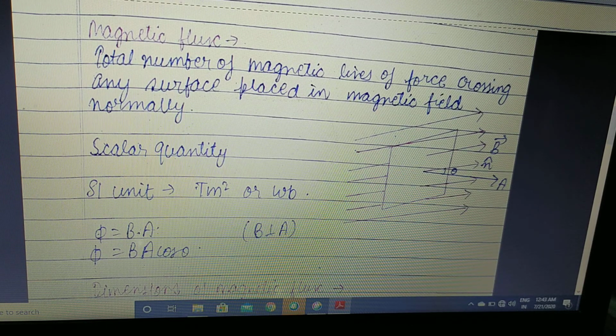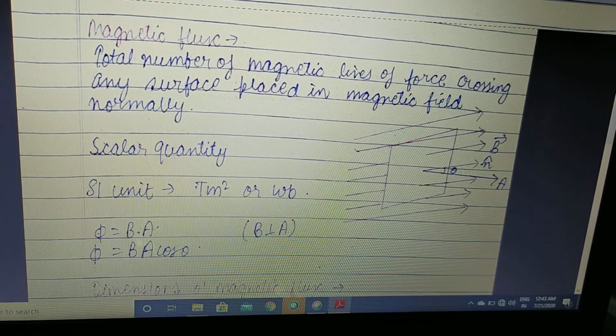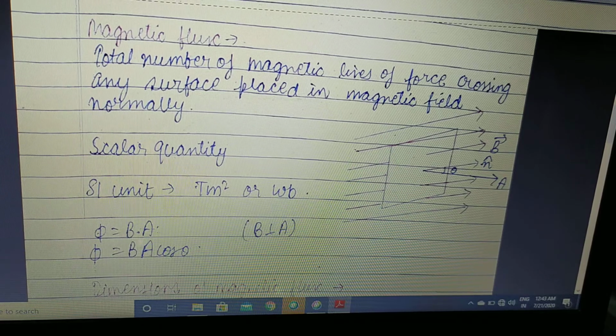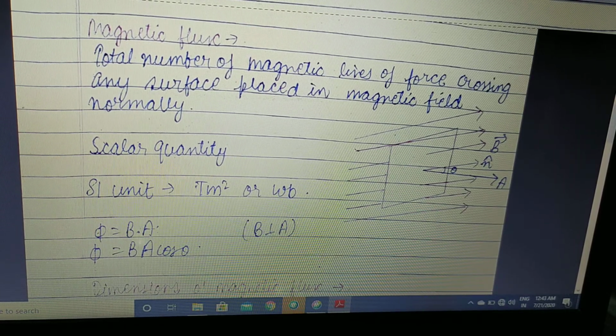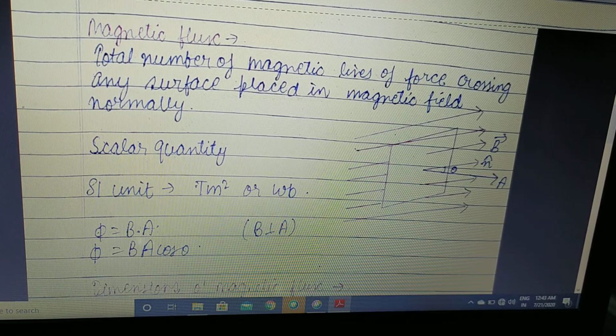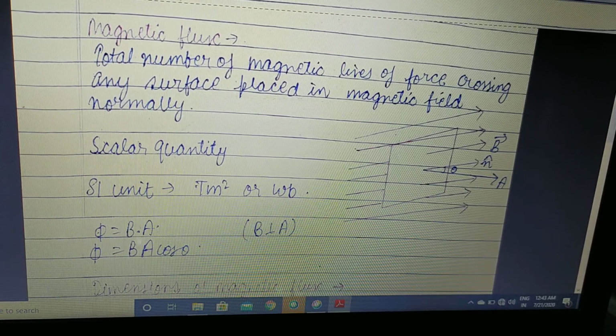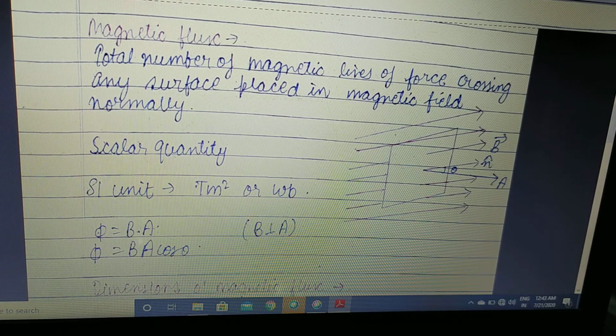So magnetic flux is defined as the total number of magnetic lines of force which are crossing any surface when this surface is placed normally in the magnetic field. This magnetic flux is a scalar quantity. As you can see from the figure, we have a surface, and this magnetic flux is nothing but the number of magnetic field lines crossing through this surface. Okay, so what is the SI unit of magnetic flux? The SI unit of magnetic flux is Tesla meter square, or we can simply say it is Weber.